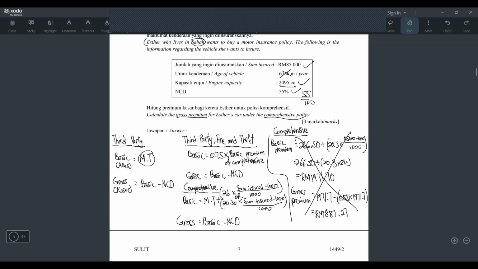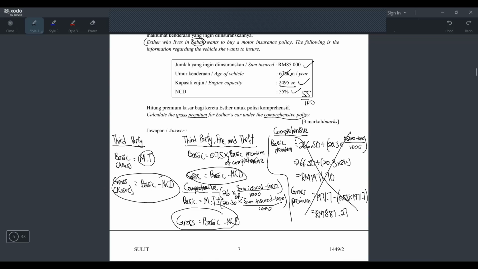I have one advice for pelajar. Can you see all the gross premium formulas are the same? How to calculate gross premium is just basic minus NCD, basic minus NCD, basic minus NCD. Yang student kena hafal apa? Yang student kena hafal adalah how to find basic premium for all three policies.